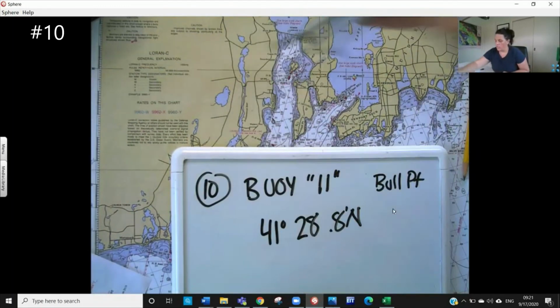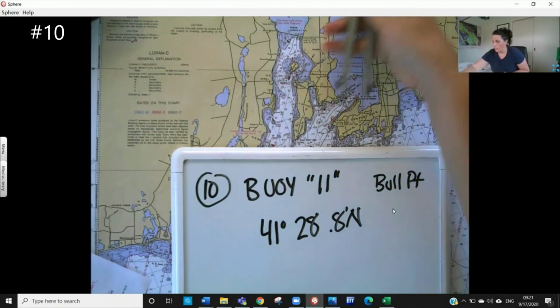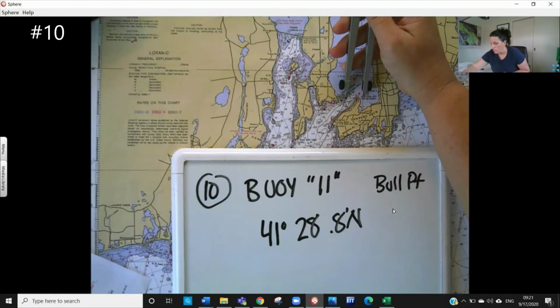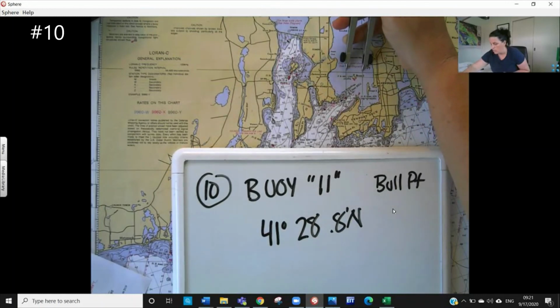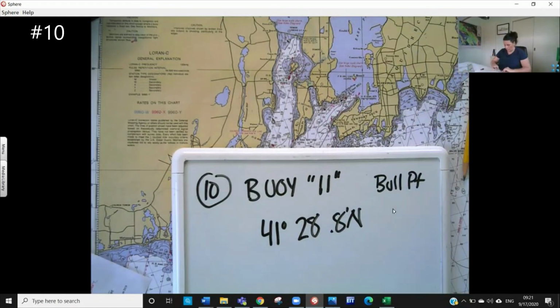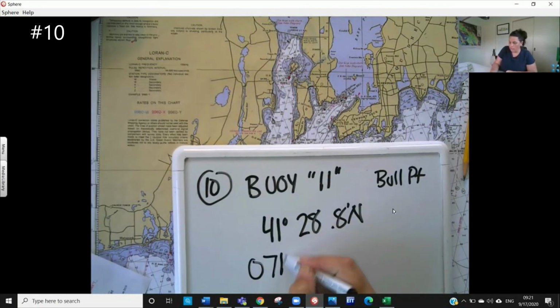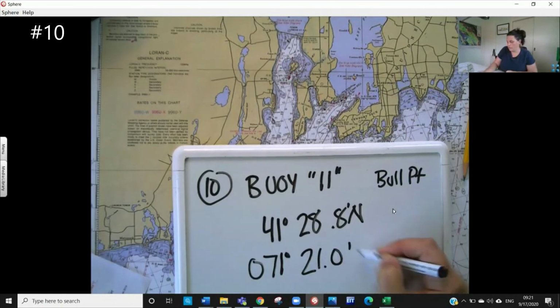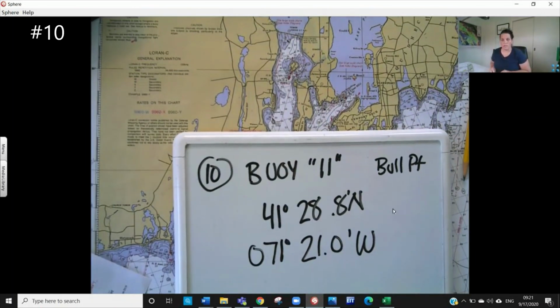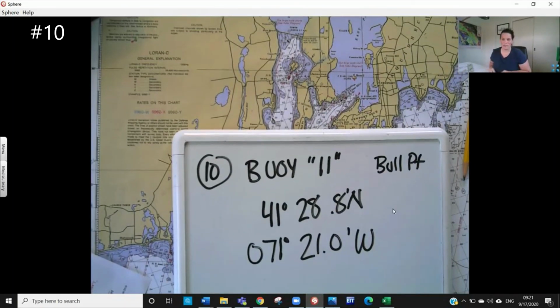And then for my longitude, I'll measure how far away I am from this 20 line. I'm going to bring it all the way down. You can bring it down or up. And I'm at exactly 21. So that would be 071, 21.0 minutes west. So that's our position for number 11. Excuse me, number 10.